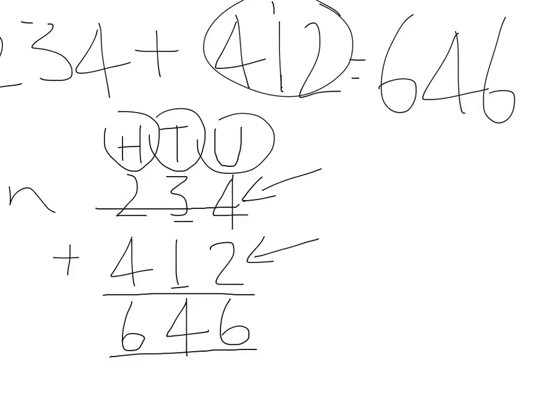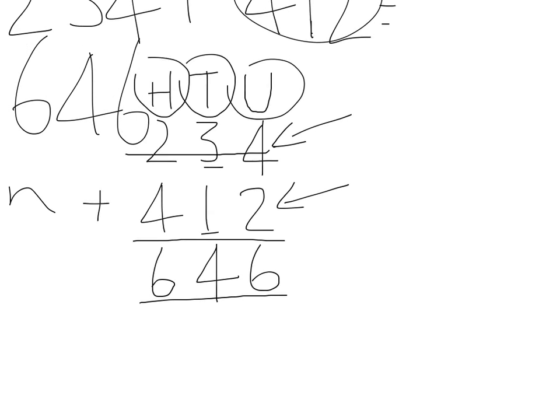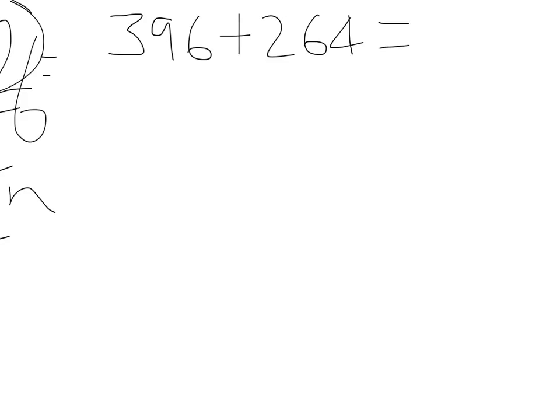Okay, that's all well and good. But what happens when the numbers are slightly more complicated? Let's look at those scenarios. Let's look at the situation where we could have 396 plus 264. These have numbers which are greater than 5, which complicate the issue slightly.